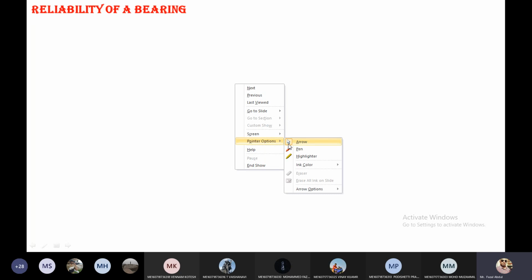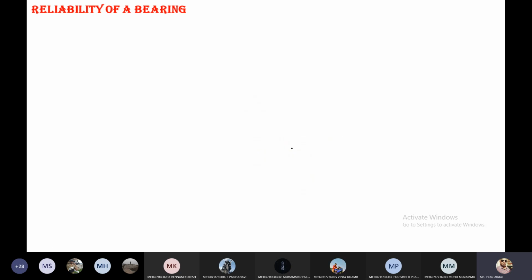So, reliability of the bearing. Next topic. In the previous article, we discussed rating life for the 90% bearings: what identical group bearings will complete or exceed their life before the first evidence of fatigue develops. That is the reliability, meaning we are giving the assurance that 90% of bearings have this much life. Okay.